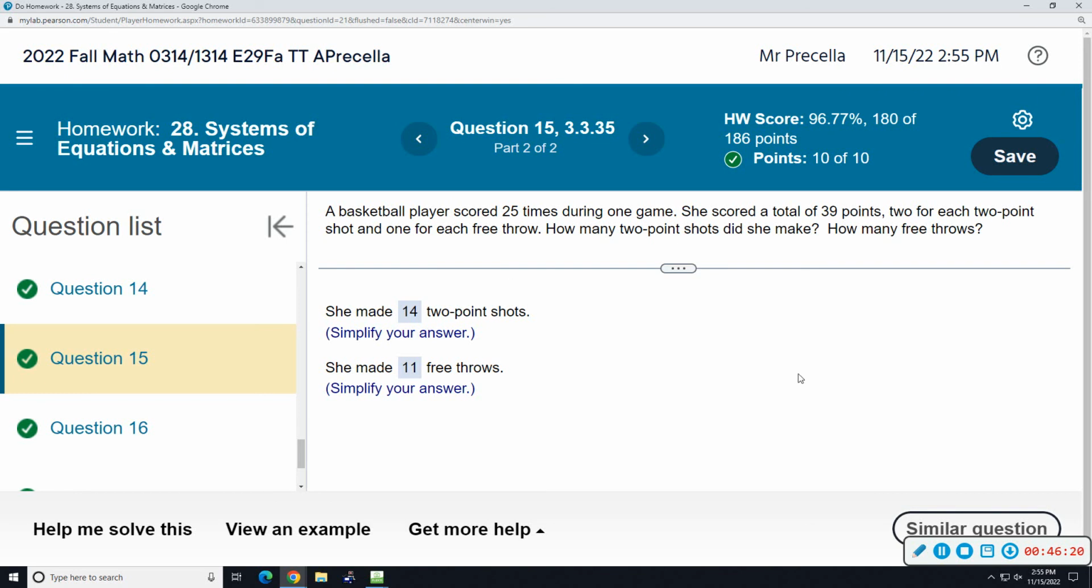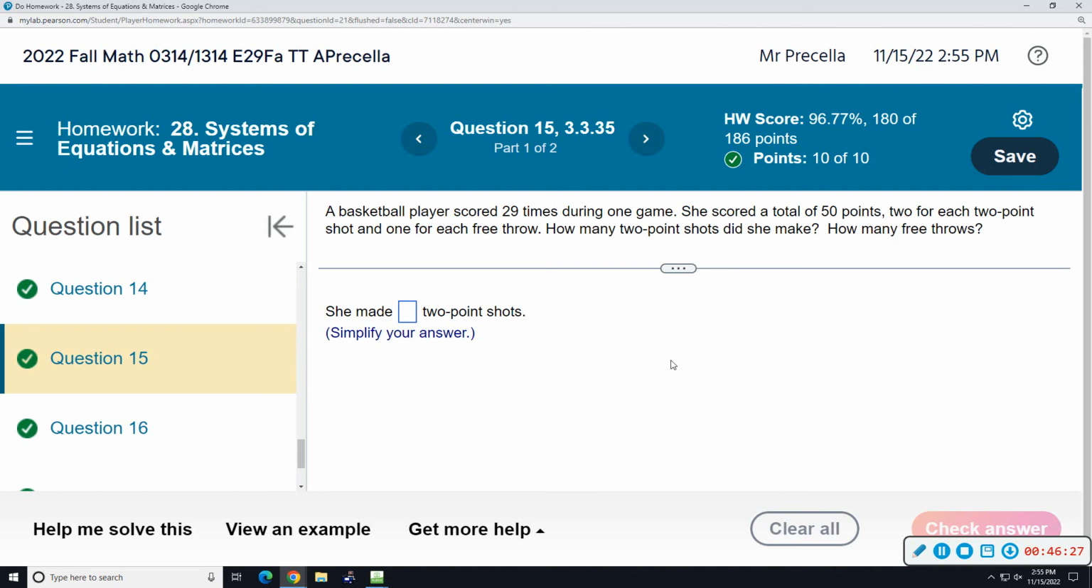Tim, I'm going to just hit similar problem. Oh, I like that, and you can do it with the table. Yeah, okay, I like that. I forgot about that. Okay, so we're going to do another problem.